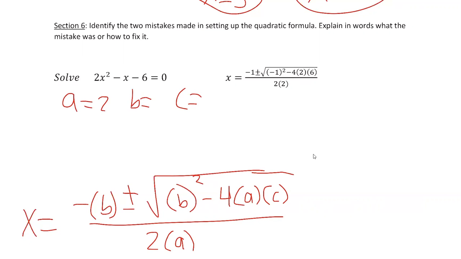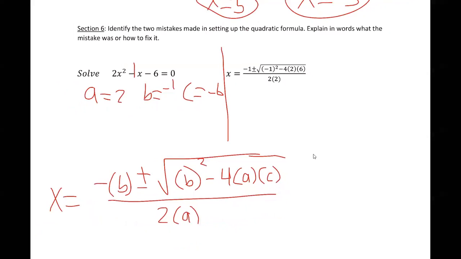Because remember that there's really a 1 in front of that x, so that's going to be negative 1 because it's minus 1, and negative 6. So just be careful with the signs, because honestly, if there's a mistake with the quadratic formula, a lot of times it's just a sign issue.